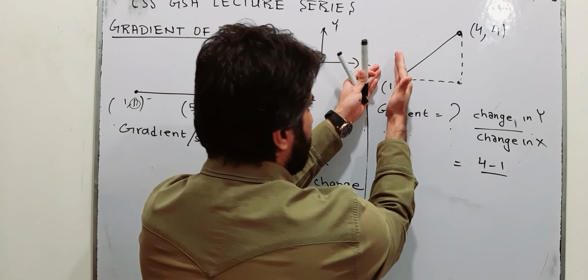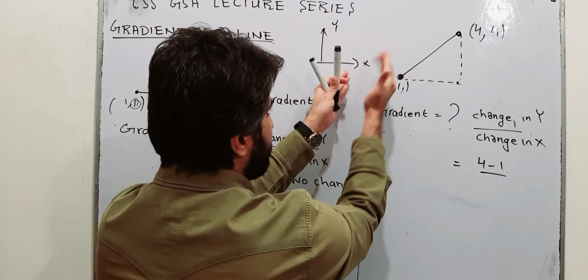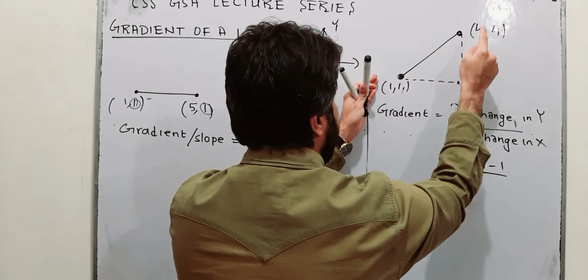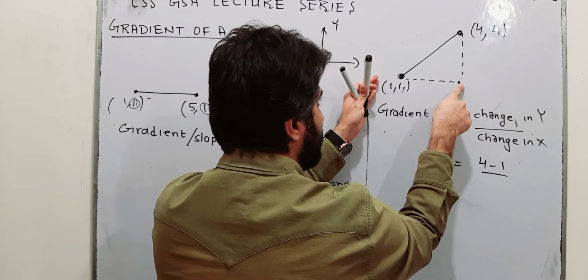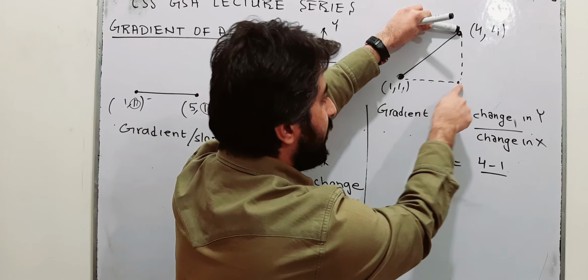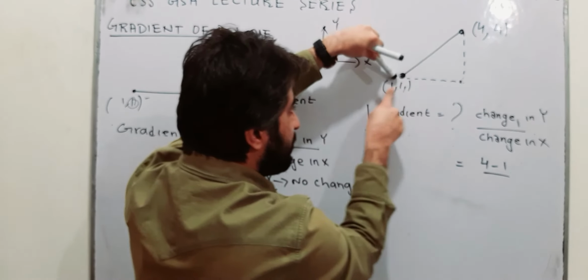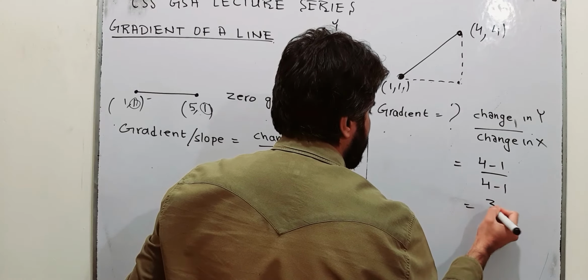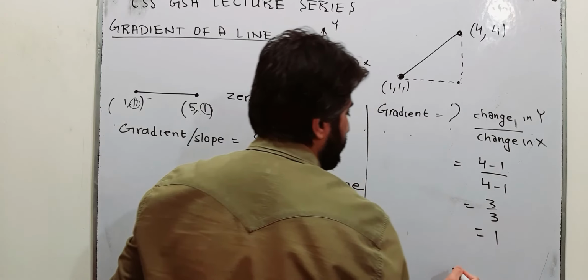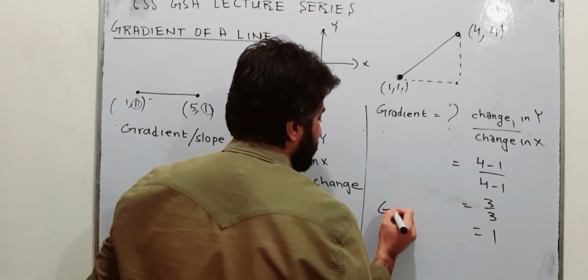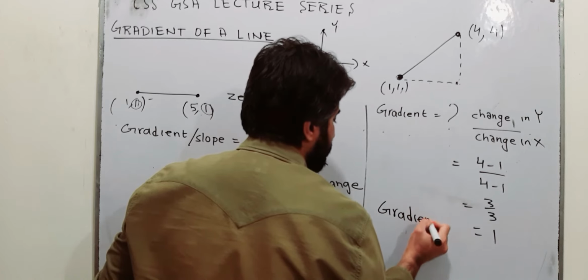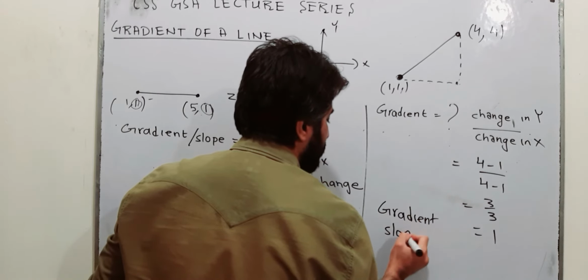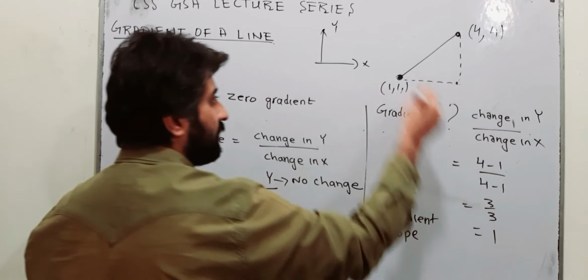And what about change in x? X has changed from here to here, a movement along the x-axis. X is 4 at this point and x is 1 over here. So 4 minus 1 is 3. So it is 3 over 3, and 3 over 3 is 1. So the gradient, or you may call it slope, of this line is 1.